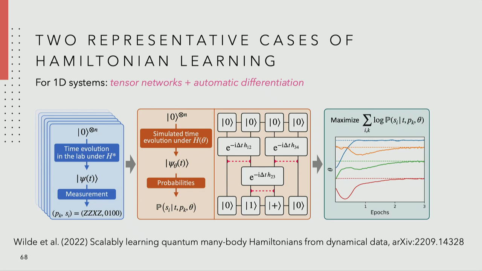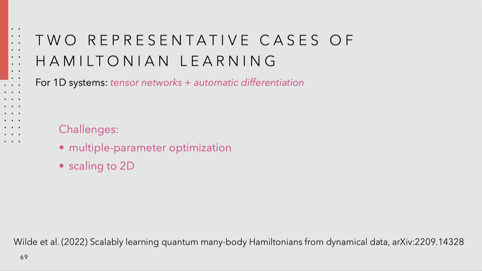Just to show you what we want to improve upon. In 1D systems, Hamiltonian learning is much, much easier than outside, because tensor networks are super powerful in 1D. So basically what you can do is simulate your system, play with automatic differentiation, and compare the predictions of tensor networks with experiment, do this loop, and find the proper coefficients of the Hamiltonian. This is the main thing behind this paper that I'm showing you. But of course there are still some open problems even in 1D, which is you need to optimize many parameters at once. But also, there is the problem of scalability of tensor networks to higher dimensions.